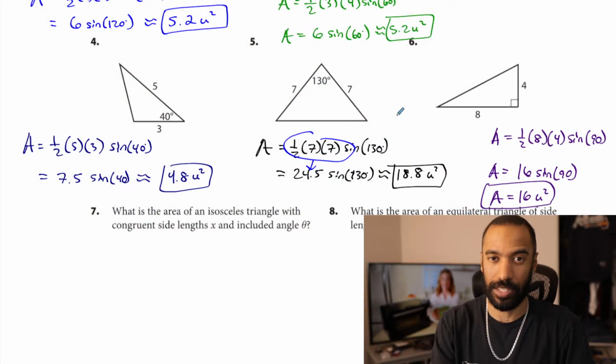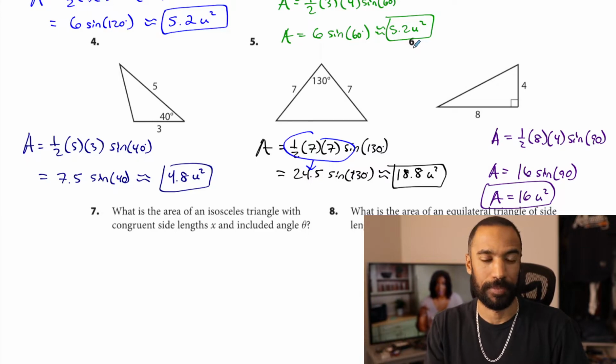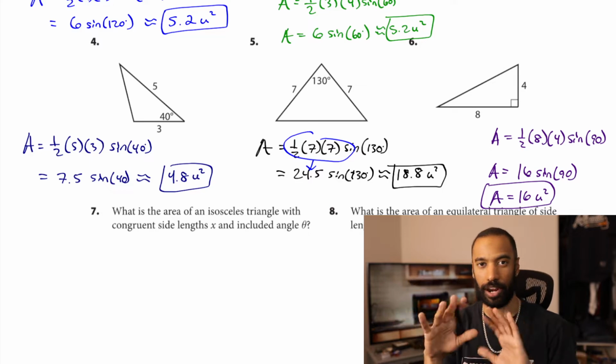What's that telling you? If 16 times the sine of 90 is 16, it's telling you that the sine of 90 is 1. Now, that's something we'll get into later, of course. I say later, I don't mean later today.